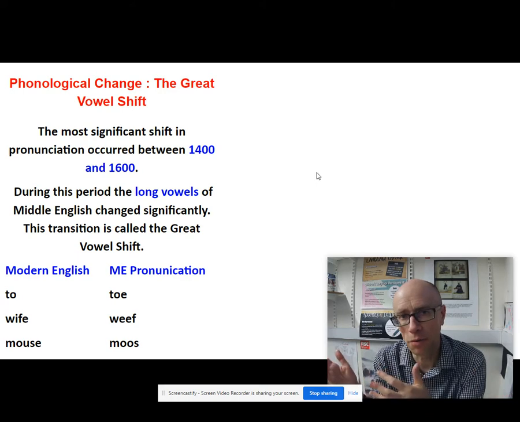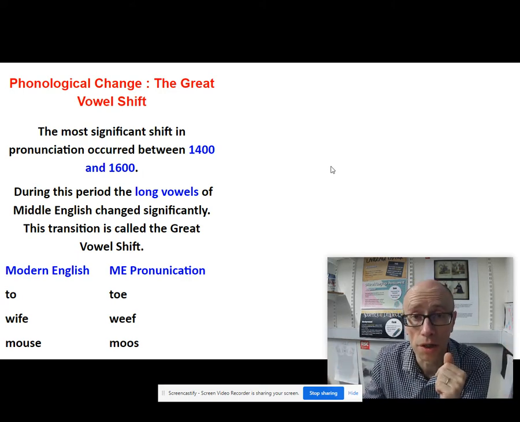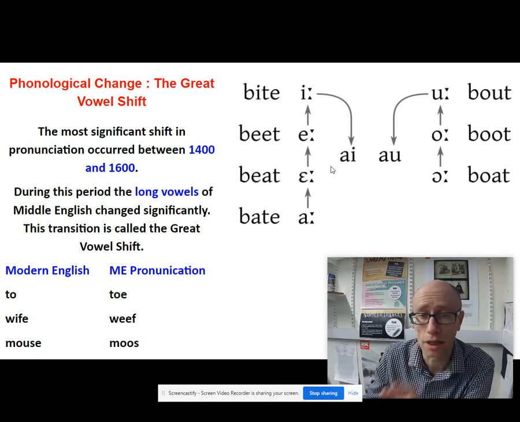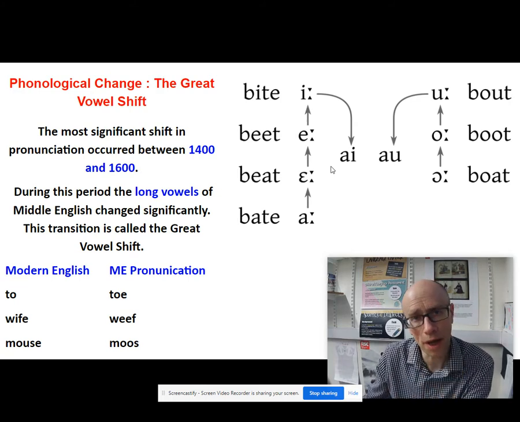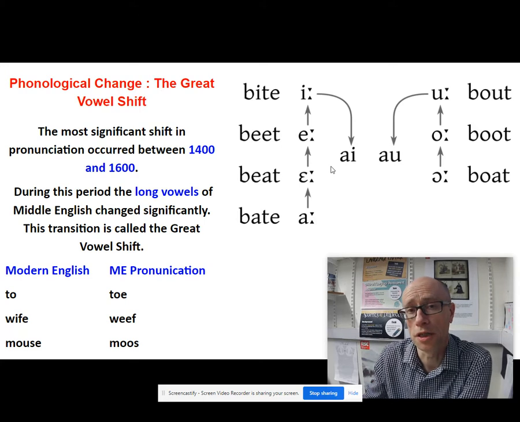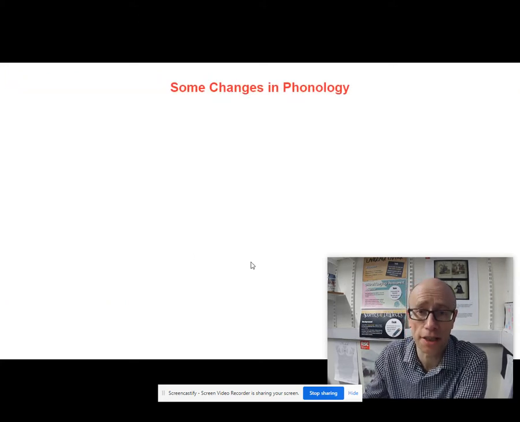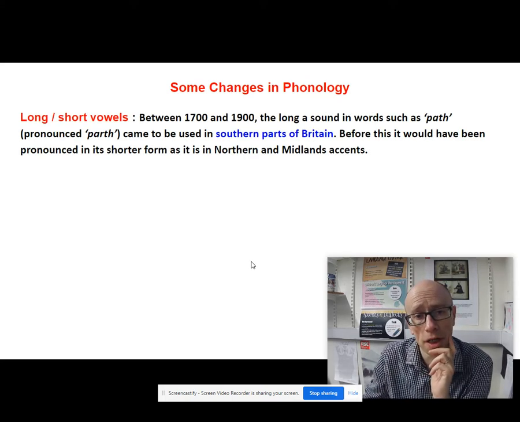So as we've said in a previous lesson, one of the reasons why English spelling is so bonkers is because the sounds of the language have changed, but the spellings have fossilized. So conventions have grown up that you spell a certain word in a certain kind of way, and then of course the pronunciation has changed over time. Okay, so we've got GVS as a good example of phonological change. I'm going to talk you through some other changes in phonology.